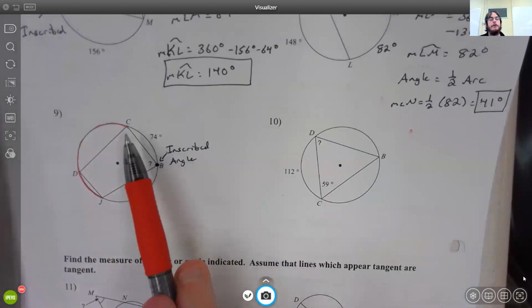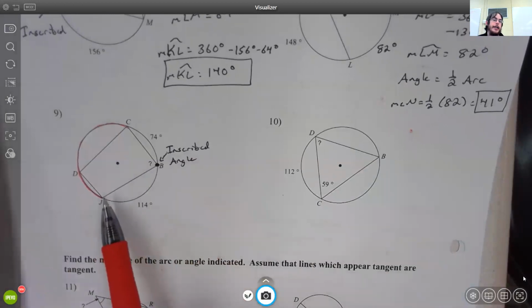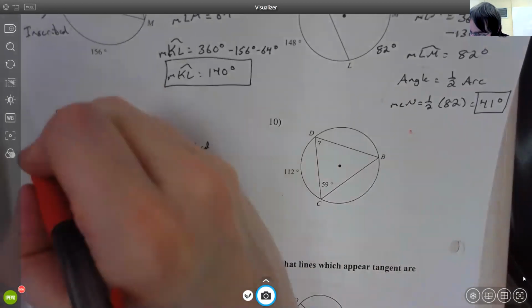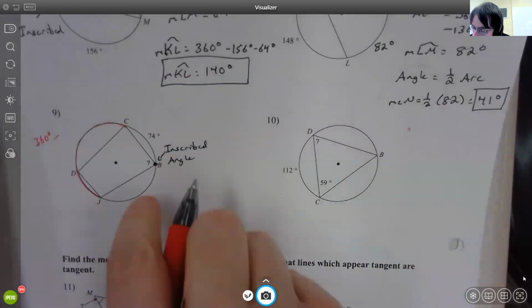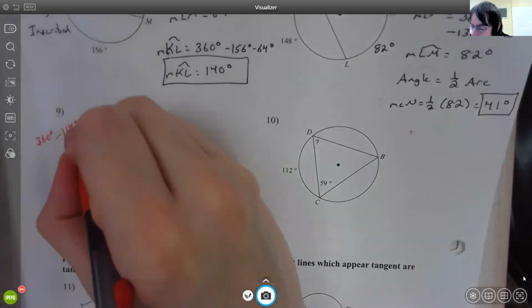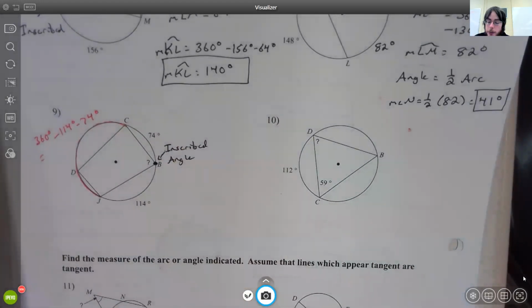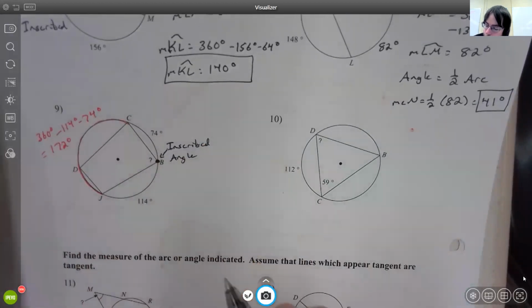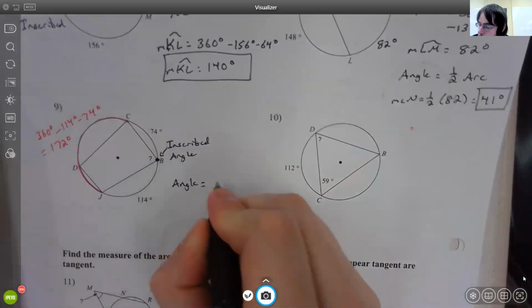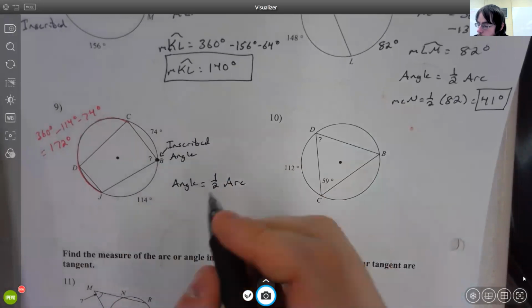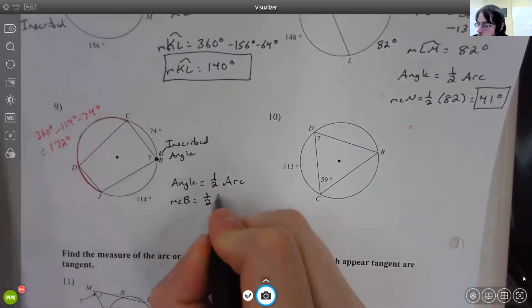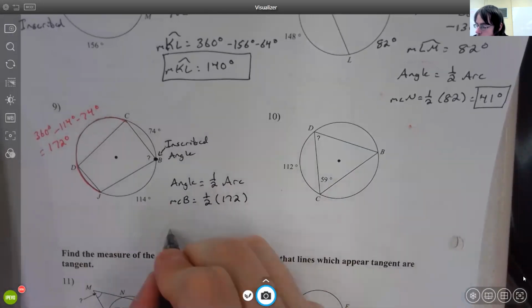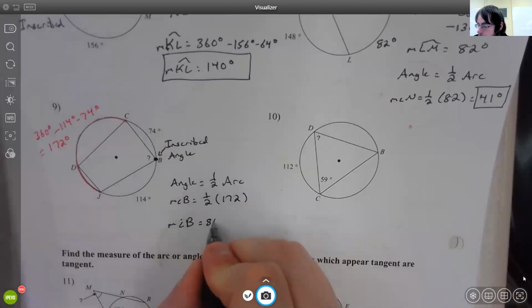In this diagram, we have arc CB and BJ, and together with the arc we want to find, they make a complete circle. So the arc we're looking for is 360 minus our 2 other arcs, 114 and 74. When we subtract those, we get 172 degrees for our arc. Now that we know our arc and we want to find our inscribed angle, the angle is equal to half of what the arc is. So our angle B is 1/2 of 172, which gives us 86 degrees.